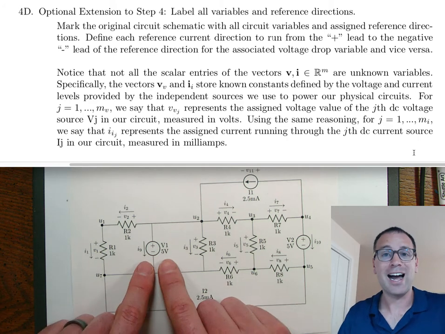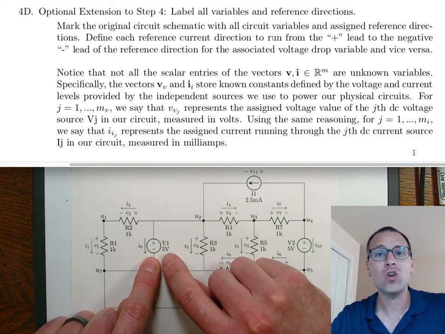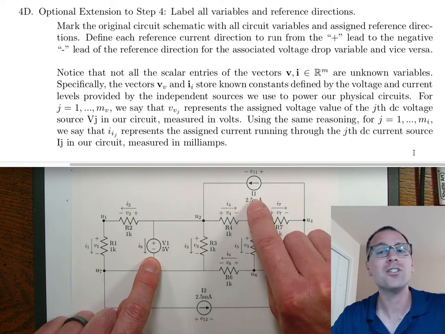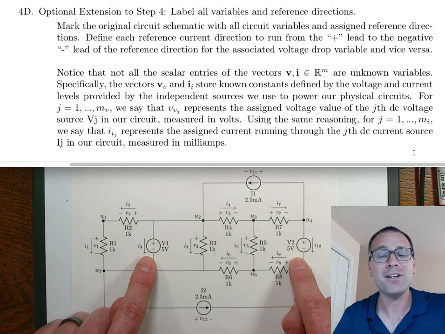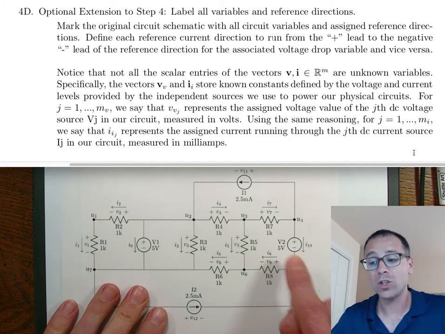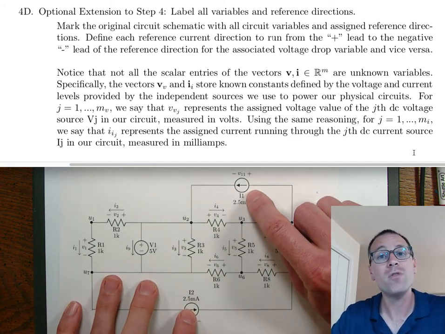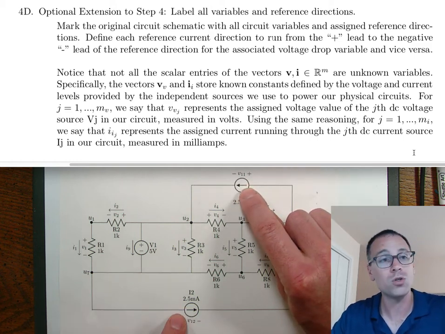When I do this, I actually note immediately that the voltage drop variables across the voltage sources are not unknown. We actually know those values because by definition in this circuit, the voltage sources provide a known voltage drop across the leads. Also, the currents running through the current sources are not unknown. These values, the variables for the currents running through these 2 sources right here, are known to start with.